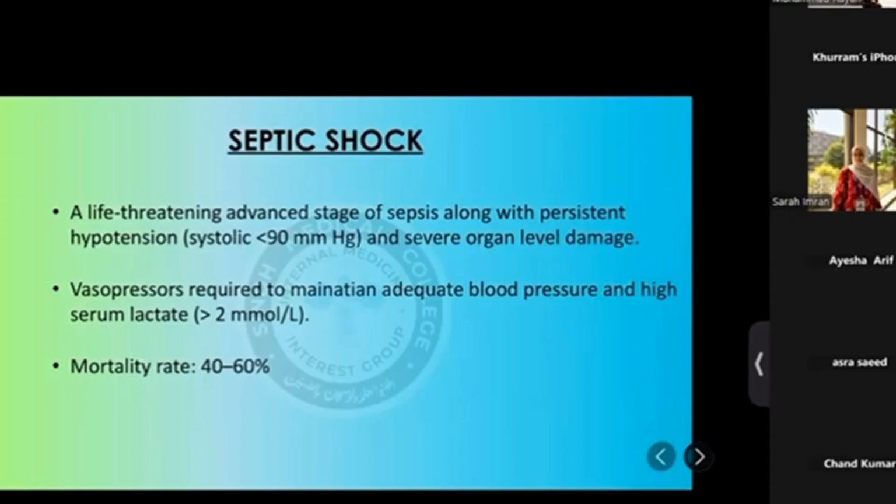If it is greater than 2, the patient is in septic shock. If it is lower than 2, it is not septic shock. Things are still well, and we still have time. So why is this lactate level mentioned over here?